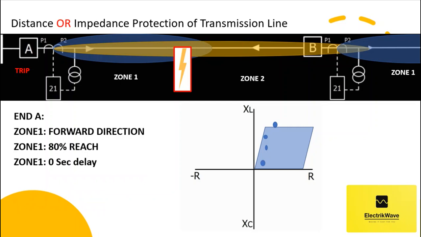Now let's consider scenario, fault occurred at 50% of line length as shown. As fault has occurred within 80% of line length, breaker will get tripped with 0-second delay.